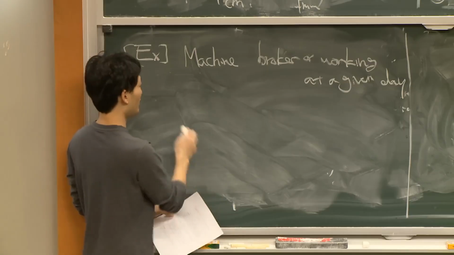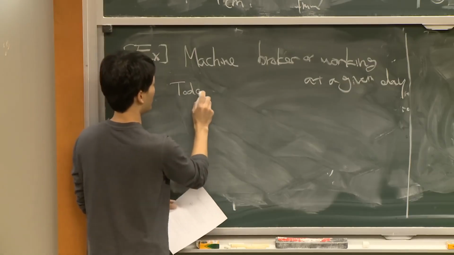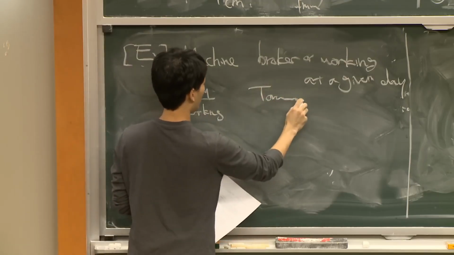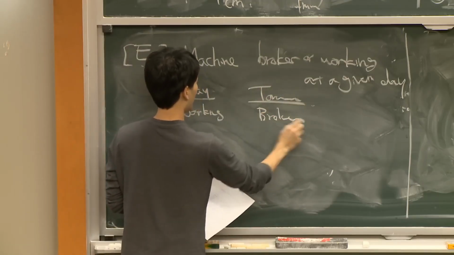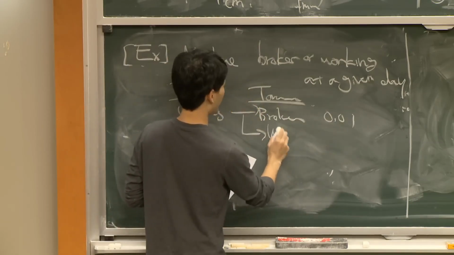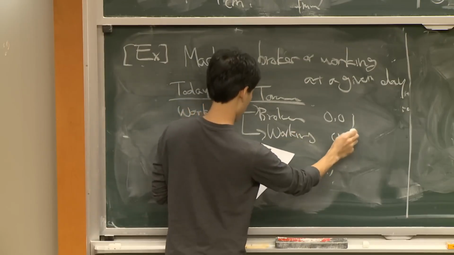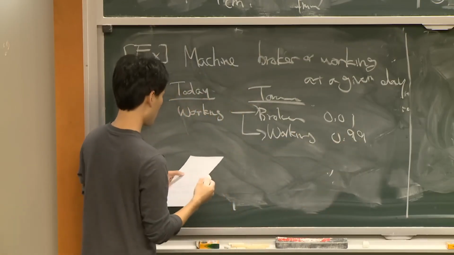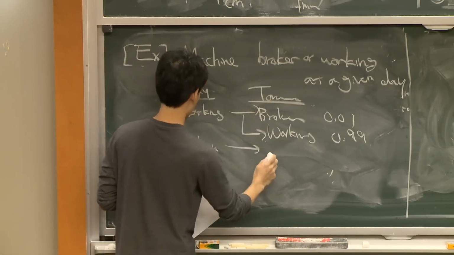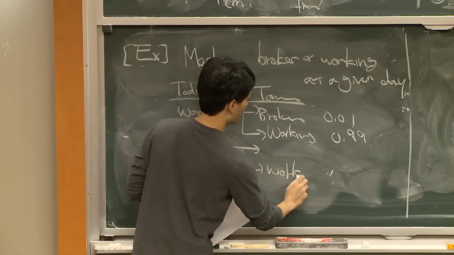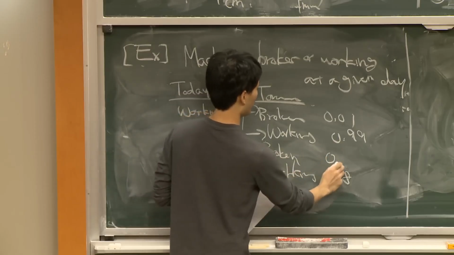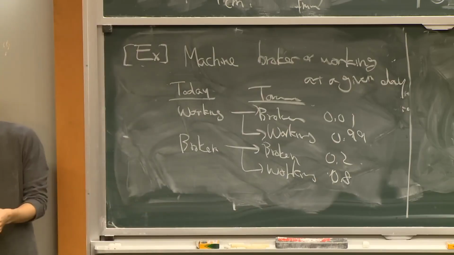That's a silly example. So if it's working today, working tomorrow, broken with probability 0.01, working with probability 0.99. If it's broken, the probability that it's repaired on the next day is 0.8, and it's broken is 0.2. Suppose you have something like this.